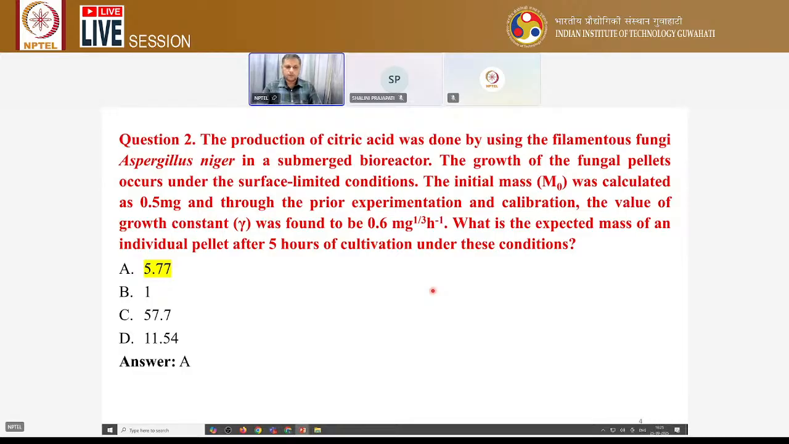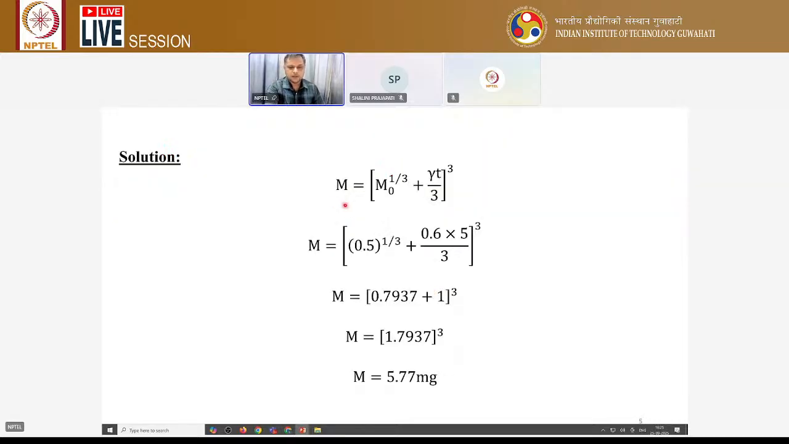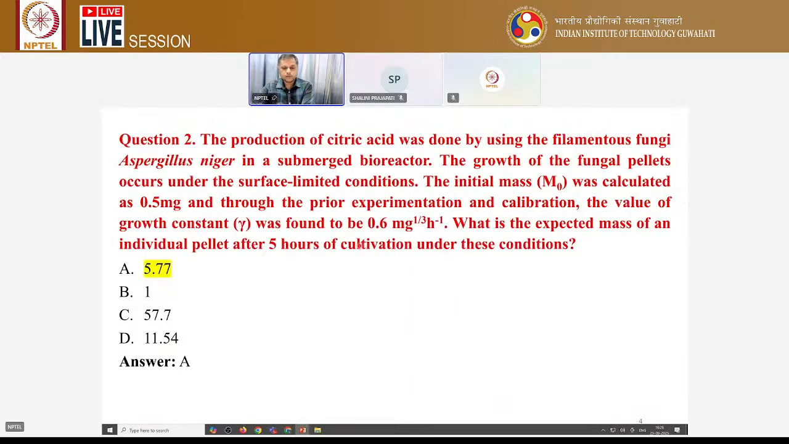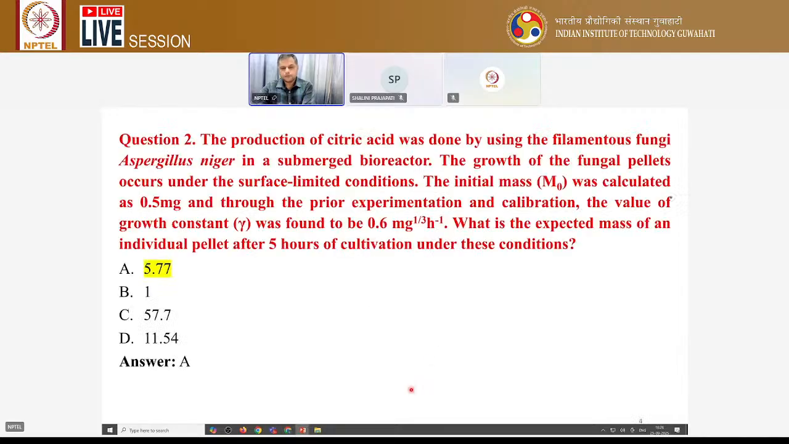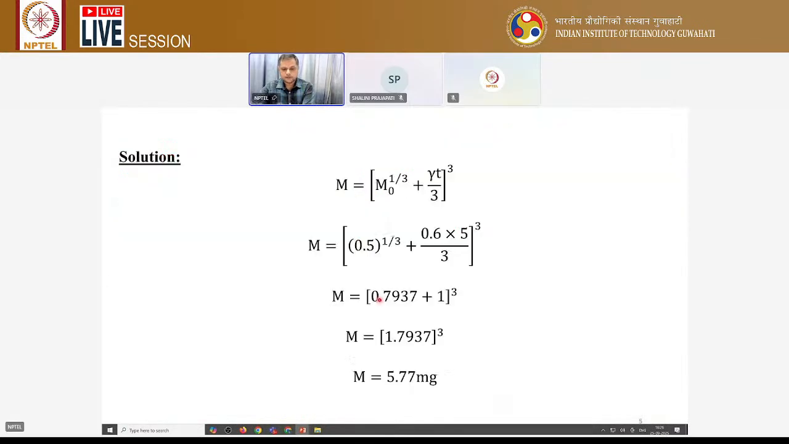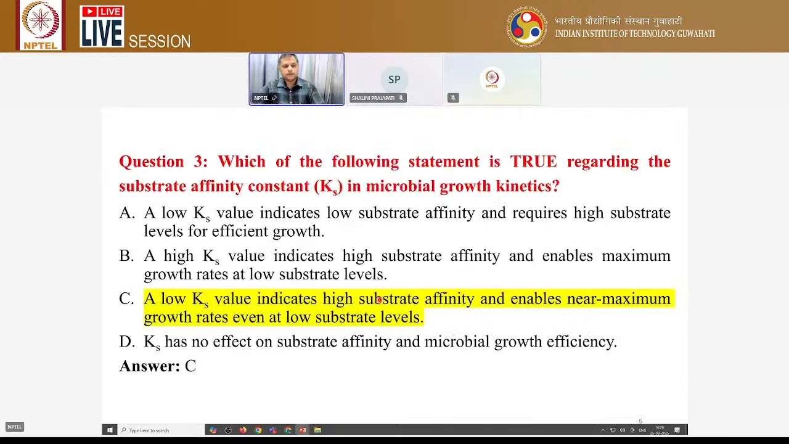Now, if you remember, for such cases we discussed what the mass should be. The mass will be equal to the initial mass to the power 1/q plus gamma, where gamma is the growth rate constant, into time. How much time do you have to calculate? 5 hours, upon 3 to the power q. If you put in this value, we'll get m as 5.77 milligram. So in 5 hours, the biomass will grow from 0.5 mg to 5.77 mg.